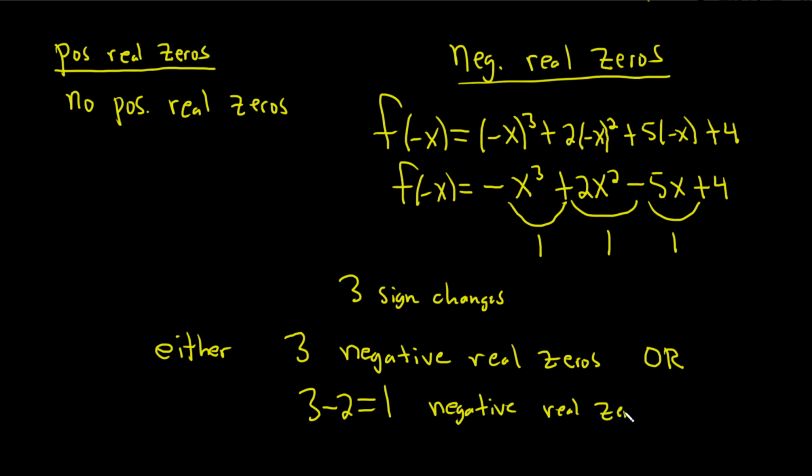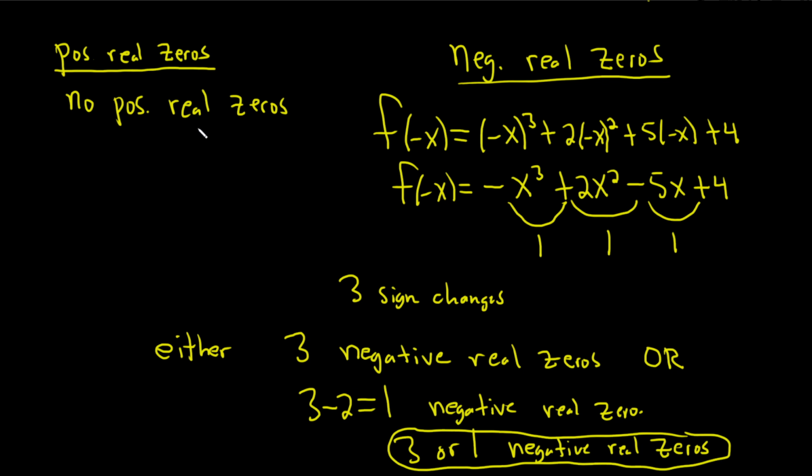So on these problems, you always just subtract 2. So we have 3 or 1 negative real zeros by Descartes' rule of signs. If we had sign changes for f of x, it'd be the same thing. You do the same thing. You just count the sign changes, and that's how many you have, or that many minus an even number.